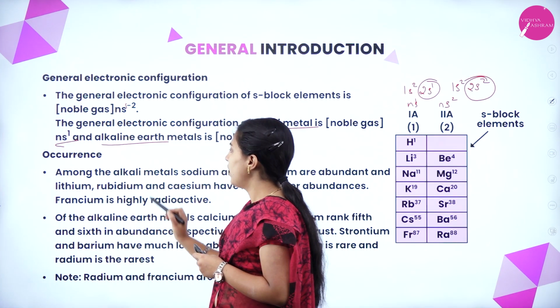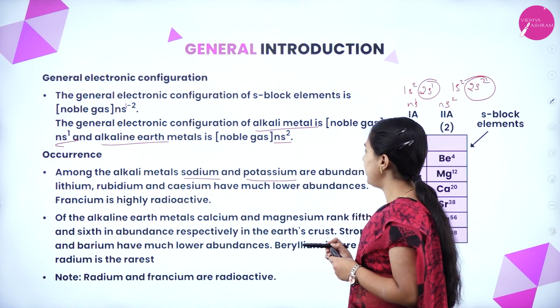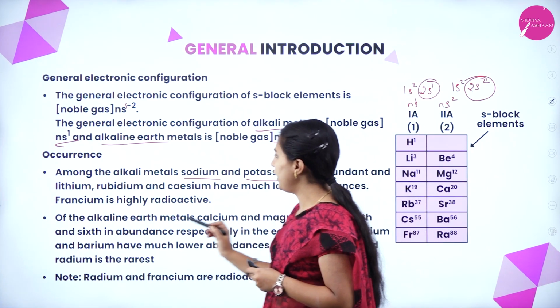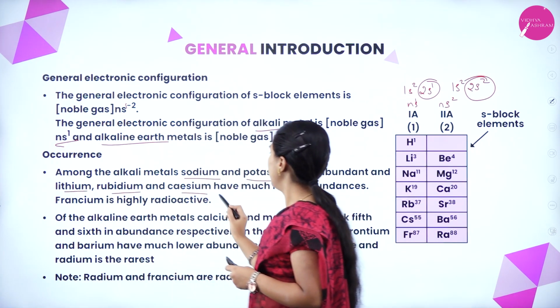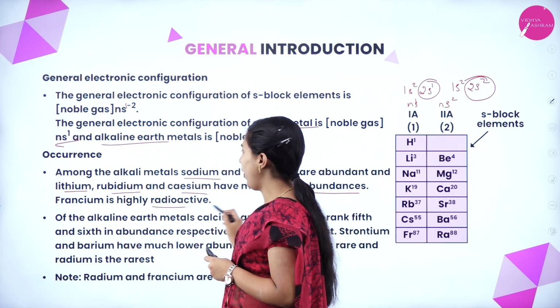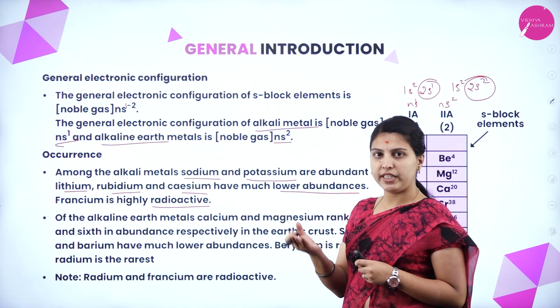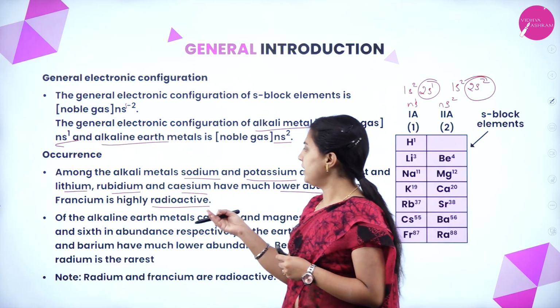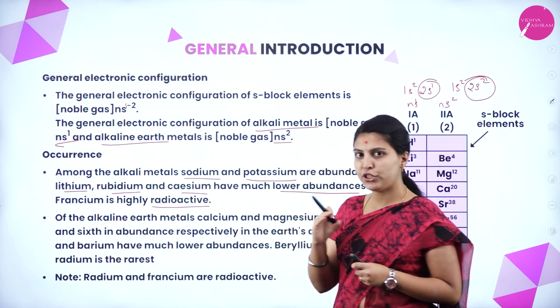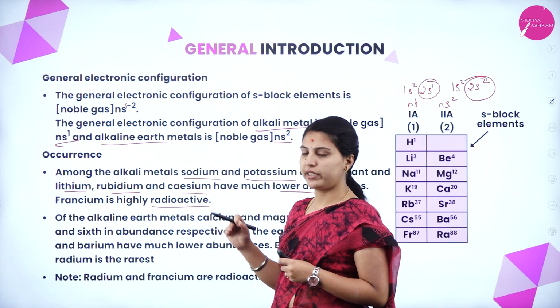And occurrence: among the alkali metals, sodium and potassium are abundant, and lithium, rubidium and cesium have much lower abundance. Francium is highly radioactive. In the S block elements, sodium and potassium are very abundant in nature.